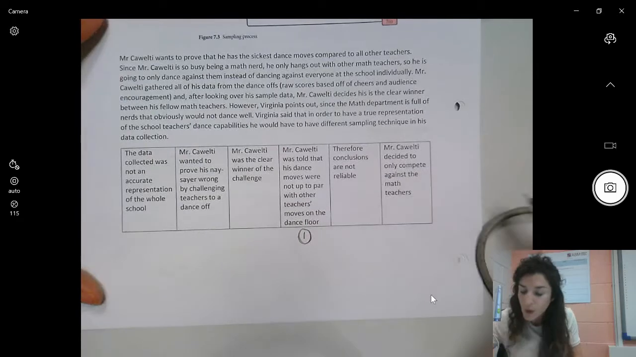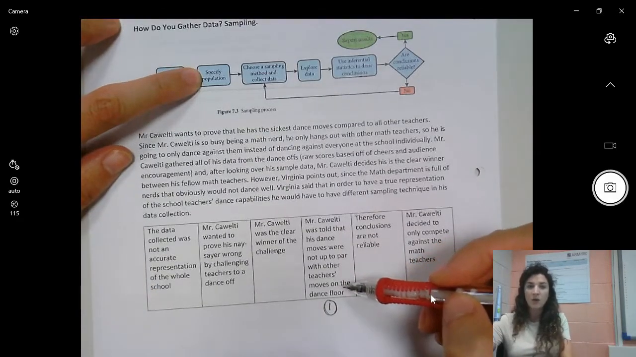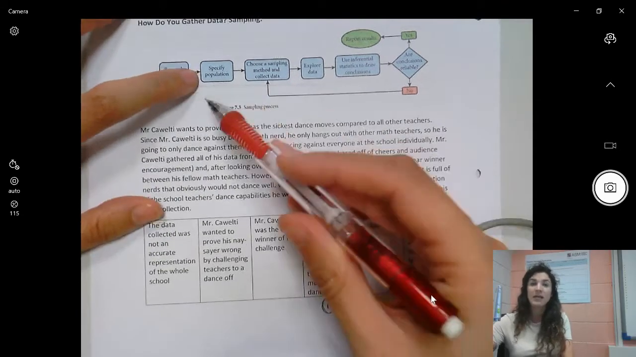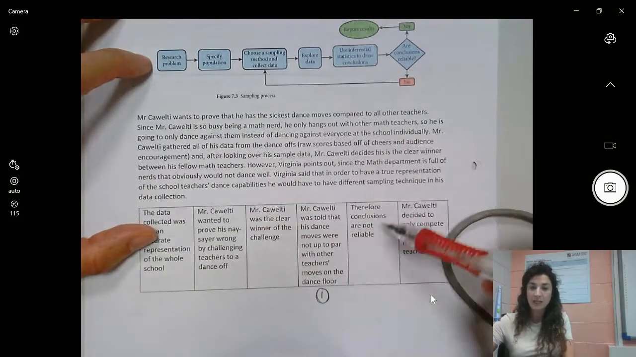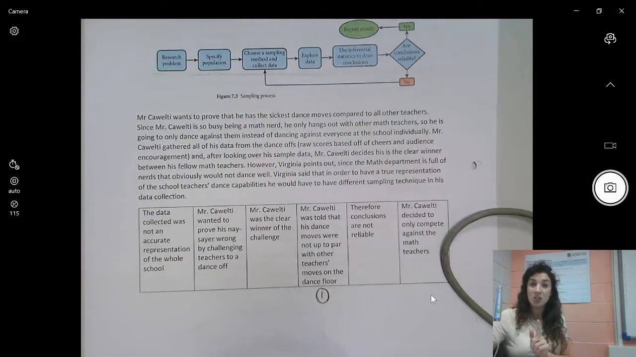I want you to decide what the rest of the events are. So this is the research of the problem. Where are we specifying the whole population before we decide to pick a sample? And go forth and try and match up these events to these points in the flowchart. And that's going to be your job for when I see you next in class.